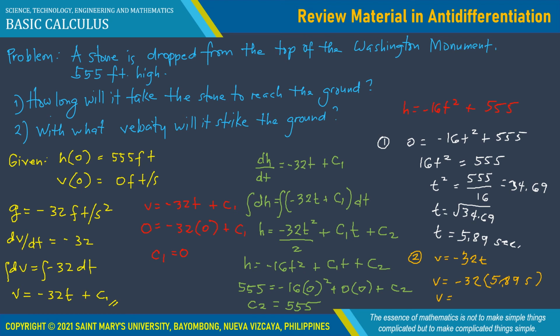Okay. So, the answer is equal to, so negative 32 times 5.89 is equal to 188.48. So, negative 188.48 feet per second. So, yan yung ating velocity. So, ganun lang mag-solve ng rectilinear motion.